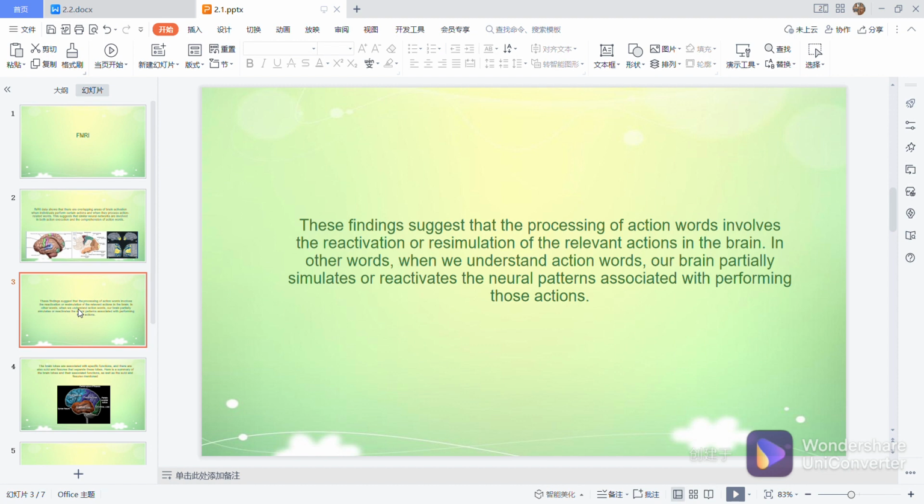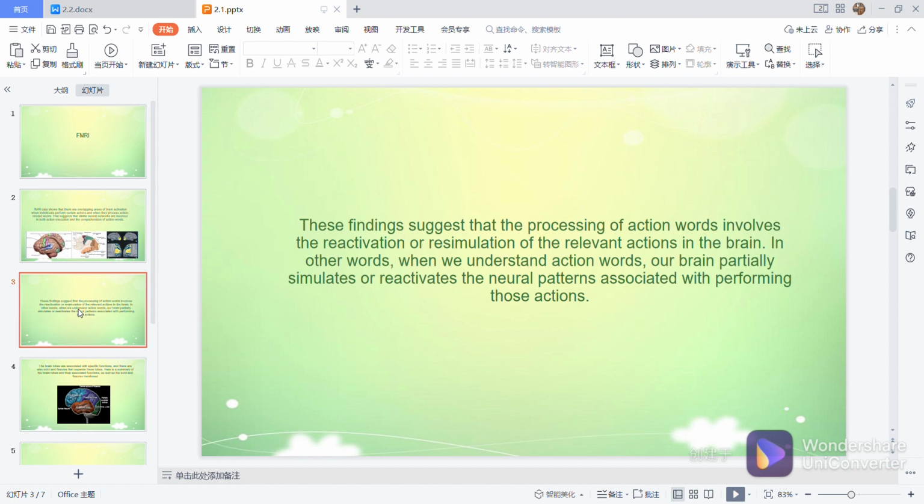These findings suggest that the processing of action words involves the reactivation or resimulation of the relevant actions in the brain. In other words, when we understand action words, our brain partially simulates or reactivates the neural patterns associated with performing those actions.